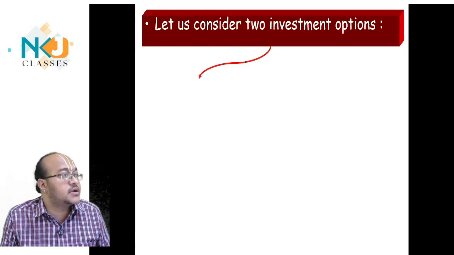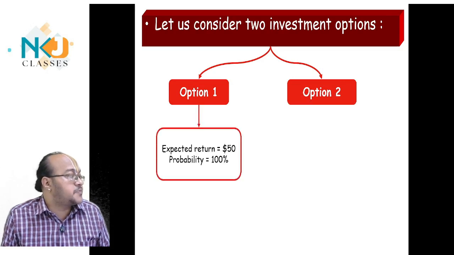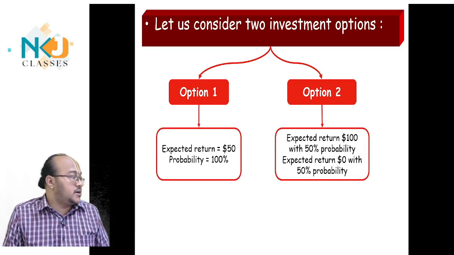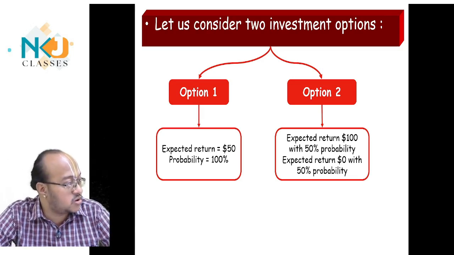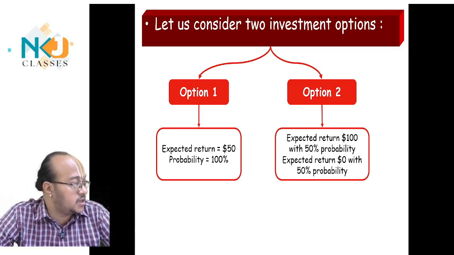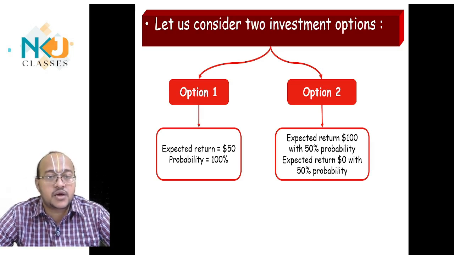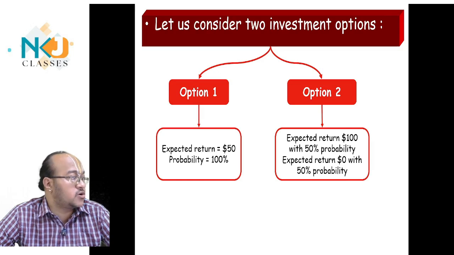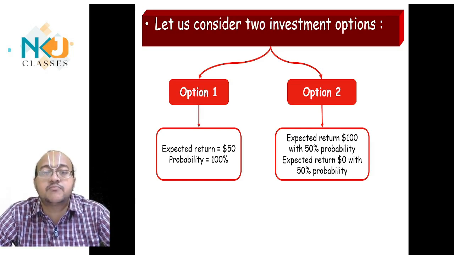Let us consider two investment options. Option 1: expected return is 50 with 100% probability. Option 2: return of 100 with 50% probability, and 0 with 50% probability. Now tell me, in both cases the expected return is the same. How to compute expected return? In option 1, the mean return is fixed, there is no deviation from the mean.